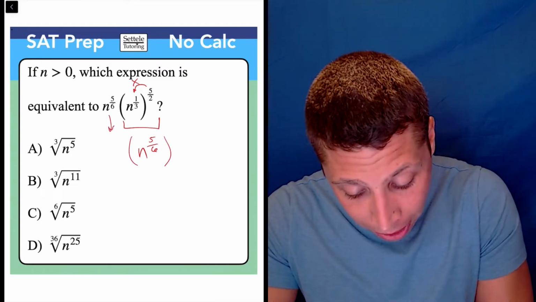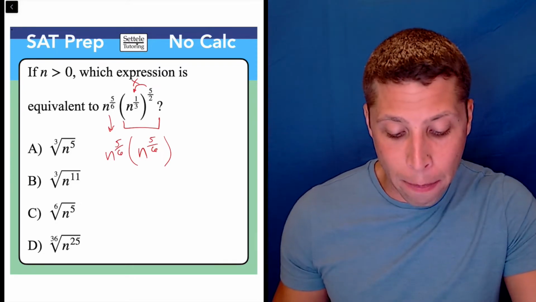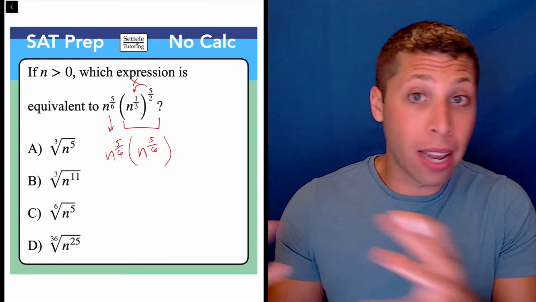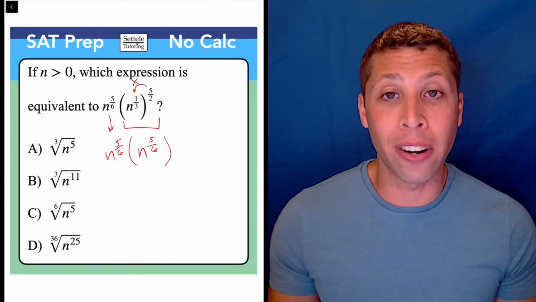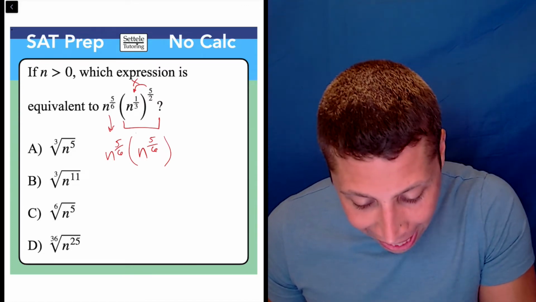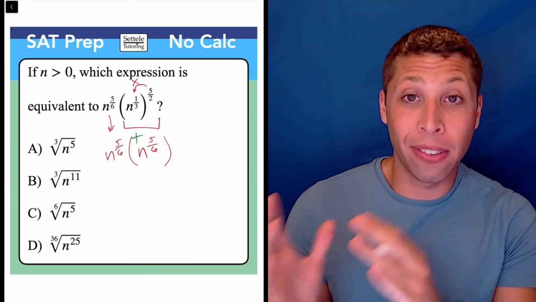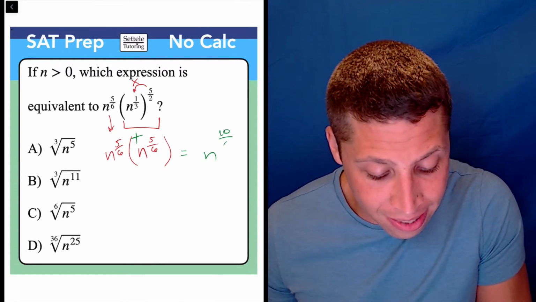But let's not forget, we have another n to the 5/6 right here. And what's the rule with these? Well, when we have a power being multiplied by another thing with a power, so these two terms are separate, we're multiplying them together, not raising a power to a power, now we add. So we're going to add these exponents. 5/6 plus 5/6 is going to get me n to the 10/6.